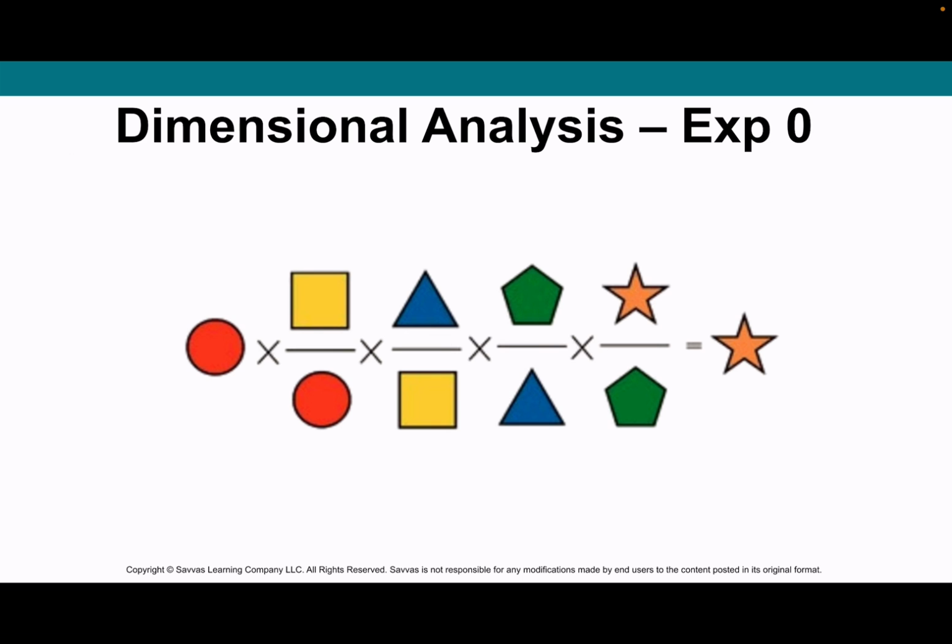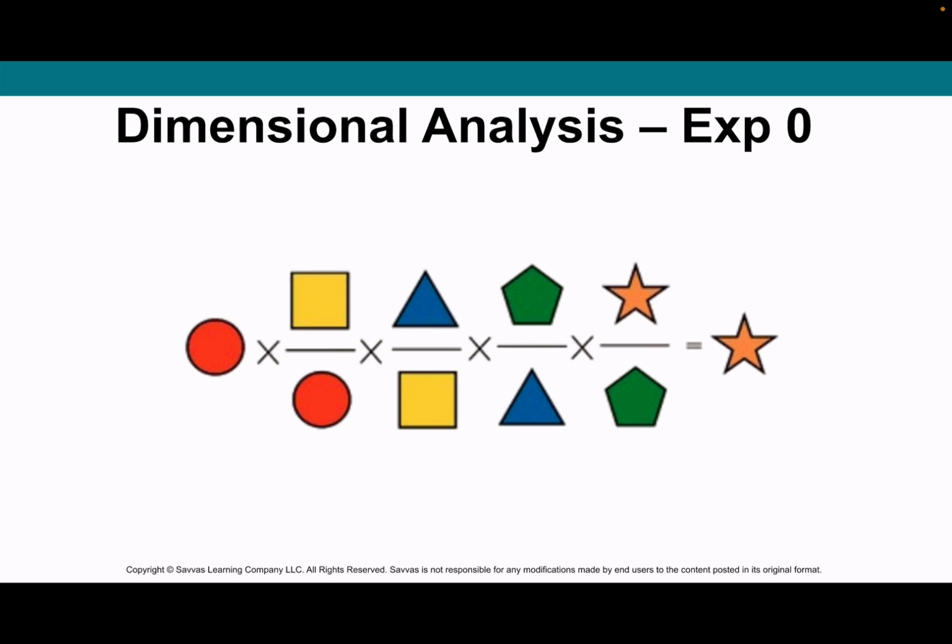Take a look at the image below. Let's see if you can find some kind of pattern here. We see that the red circle shows up twice, so does the yellow square and the blue triangle and the green pentagon and the orange star. Now, you'll see an equal sign at the right side of this image. Well, if we start with a red circle on the left and we end up with the orange star, something happened in the middle in order for us to do that.